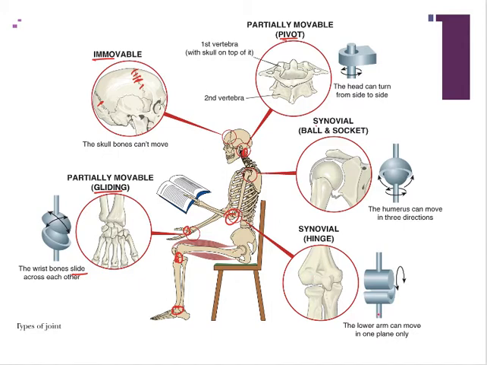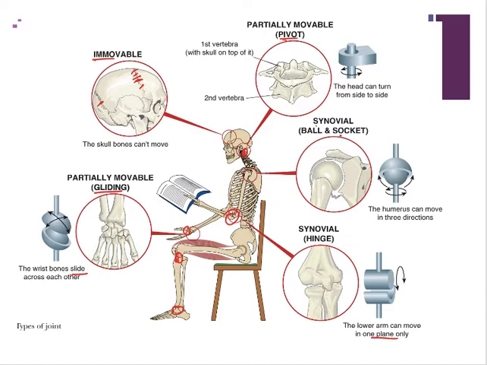And the hinge joint allows movement in one plane only, so 180-degree movement, like you have in your knee and also in your elbow, where you can move your arm up and down, but you can't really move it at the elbow from left to right.